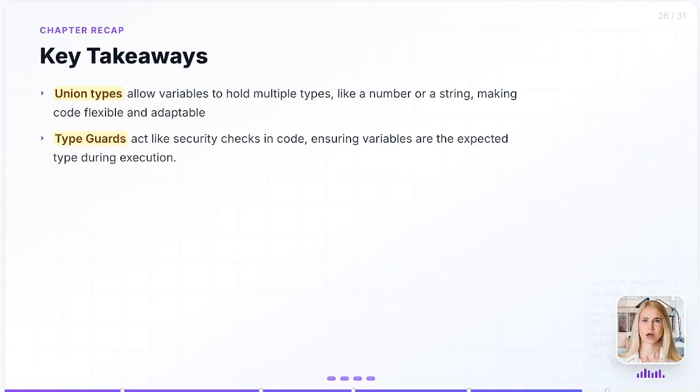Great work finishing this chapter. Here are the key takeaways. Union types allow variables to hold multiple types like a number or a string, making code flexible and adaptable. Type guards act like security checks in code, ensuring variables are the expected type during execution.